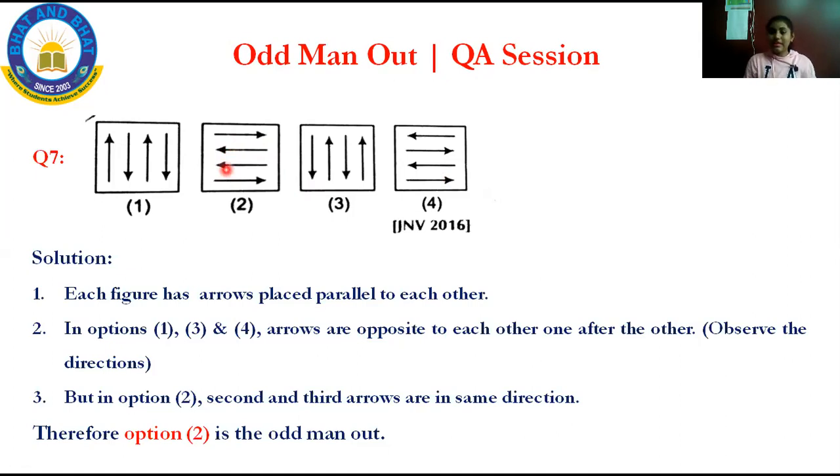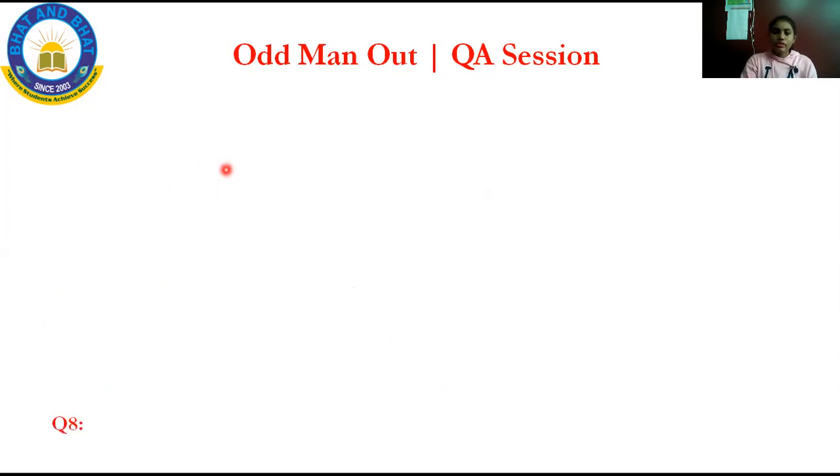What is the reasoning? In the rest of the figures, that is figure number 1, figure number 3, figure number 4, the arrows are opposite to each other. But in option 2, arrow number 2 and arrow number 3 are moving in the same direction. Look here, they are moving in the same direction. So what is the correct option? Option 2 is the correct answer. I hope you all understood this question. We'll move to the next question.